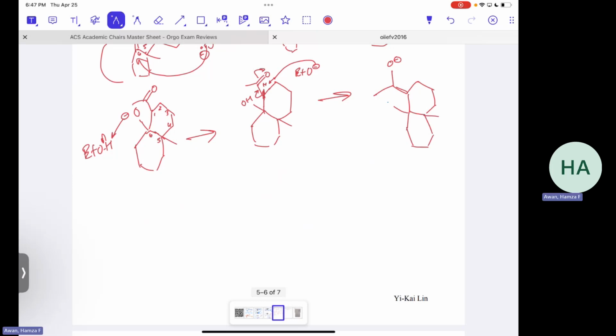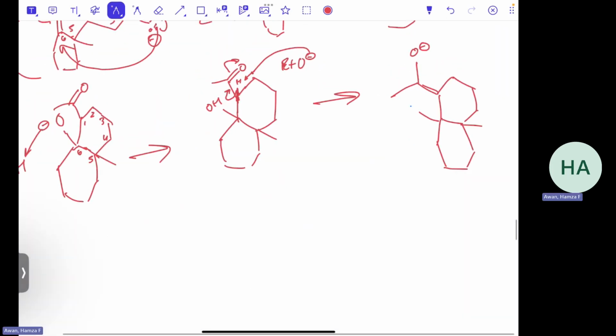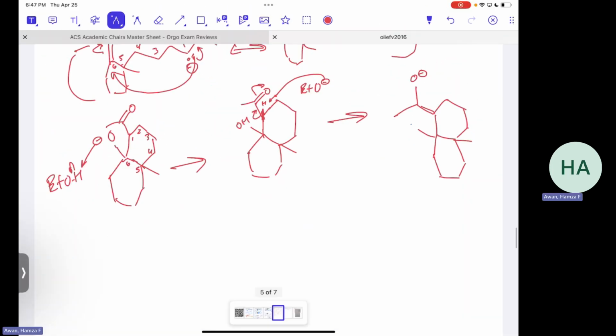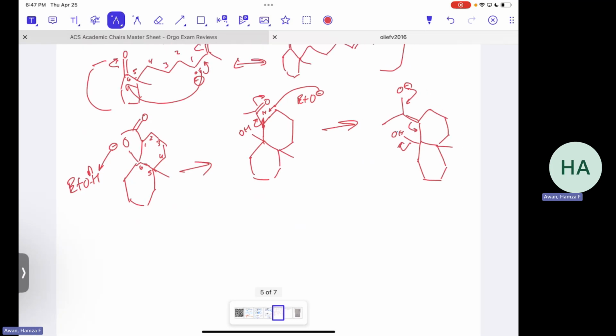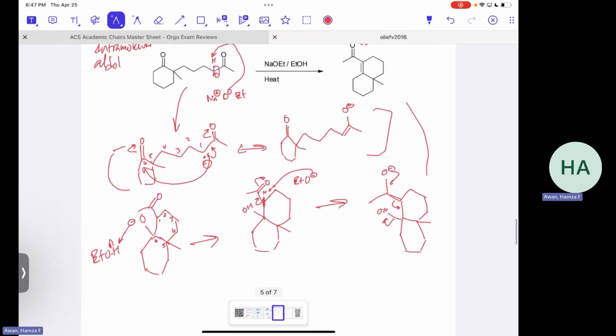So we have our middle step that looks like this. And then what this is going to do is it's going to resonate so that the aldol product is produced. So it's going to move back down, and then this double bond is going to move to this side. And then this OH is going to leave because it's a good leaving group, and that is going to give us our final product.